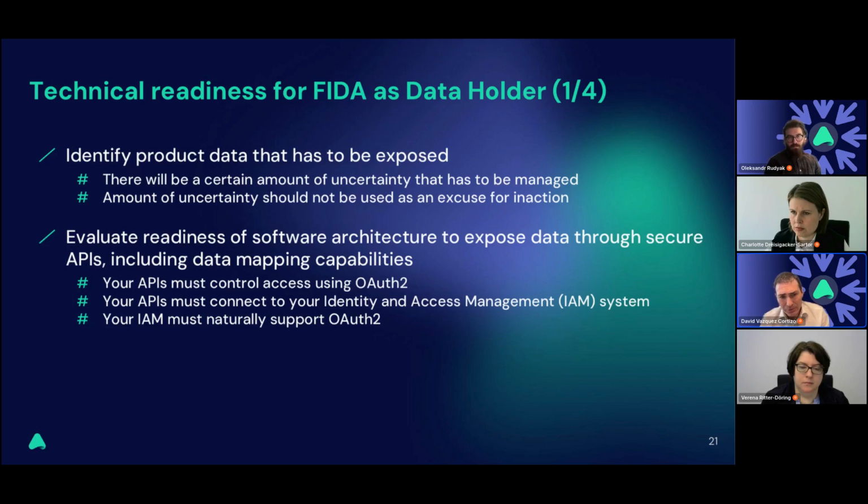Then you need to develop or make sure that you have capabilities to expose this data through an API. The next step is that this API has to be exposed to the outside world, and therefore it has to be protected. So typically you will protect it through your identity and access management system and using OAuth 2. But this is what you need to prepare. And again, don't wait until you know the precise data format that the FDSS has standardized.